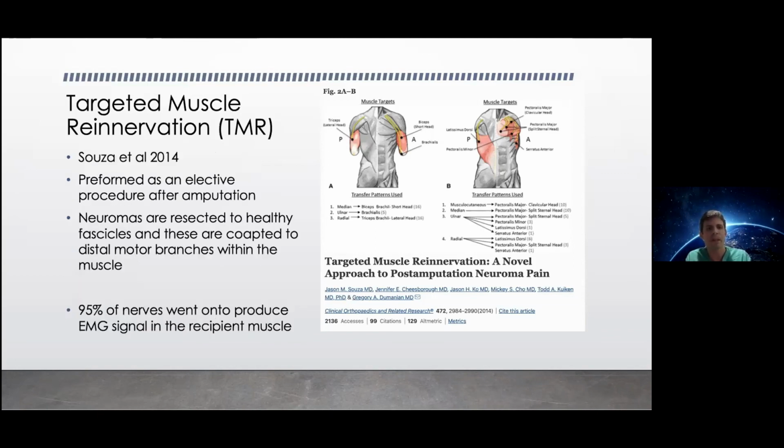And just basically the way it's done is that the neuromas are resected back to healthy fascicles, and then the fascicles are coapted or connected to distal motor branches within the muscle. They dissect out the muscle and find distal branches and attach a large parent nerve to a smaller distal muscle motor branch. In these cases, 95% of the nerves went on to produce EMG signal in the recipient muscle. These sound to be relatively involved surgeries and complicated.